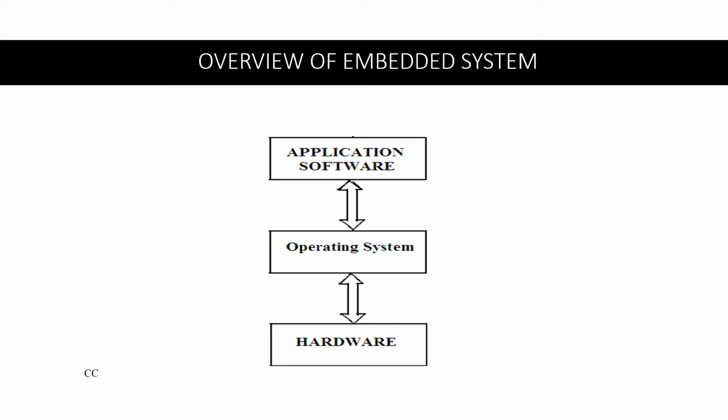Okay, so first the slide. Here we are showing an overview of the embedded system. How does the embedded system look? Means in the way of block diagram. It is an outer block diagram, outer structure of the embedded system. So what is an embedded system? An embedded system is a combination of hardware and software.